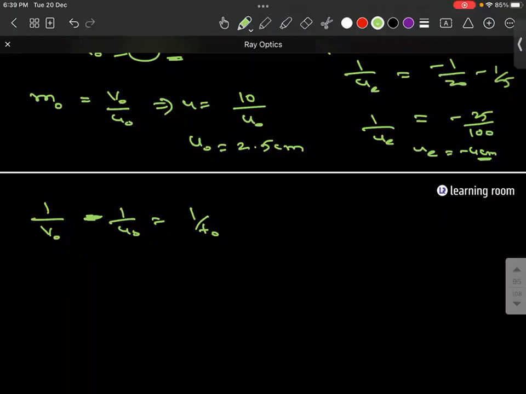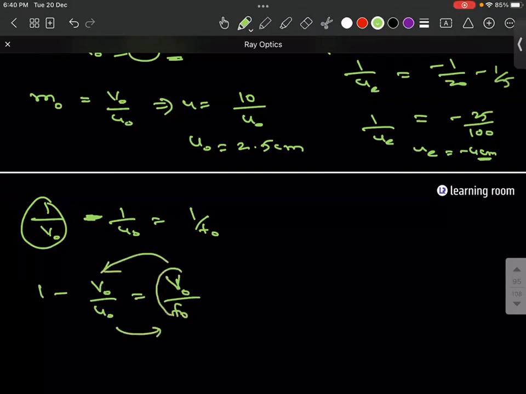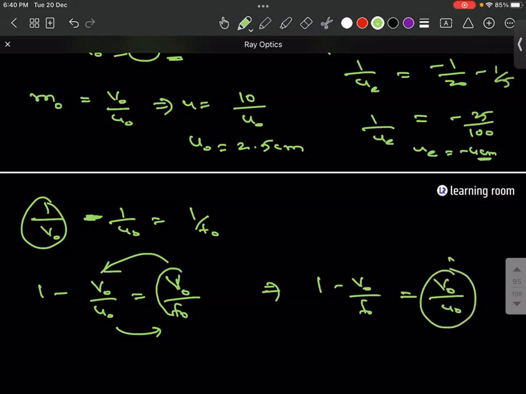I'll multiply this with V naught. 1 minus V naught divided by U naught is equal to V naught divided by F naught. So I take this to the left and this to the right. This implies 1 minus V naught divided by F naught is equal to V naught divided by U naught, and this is going to be the magnification of the objective.